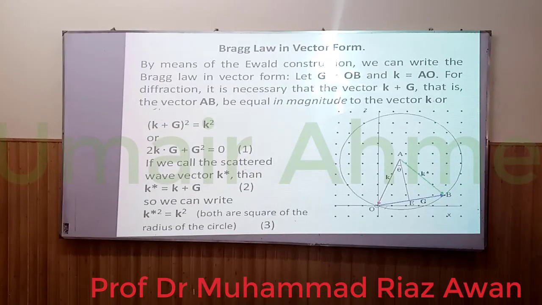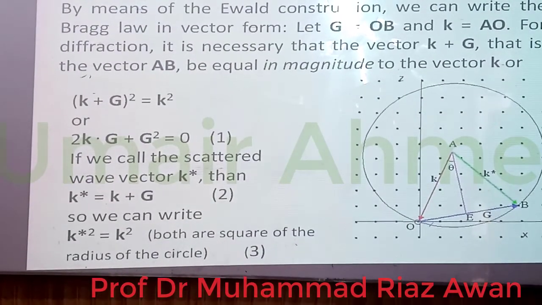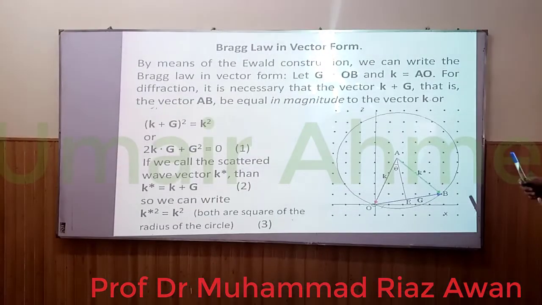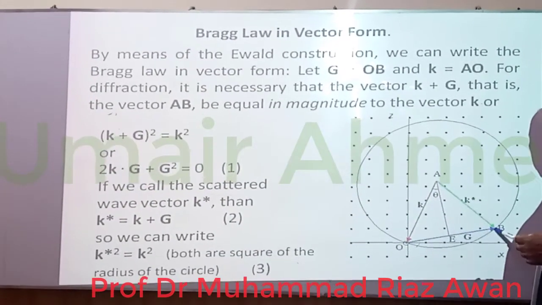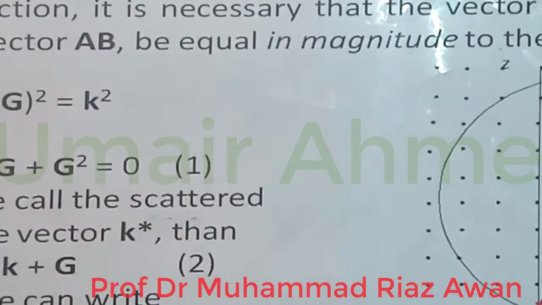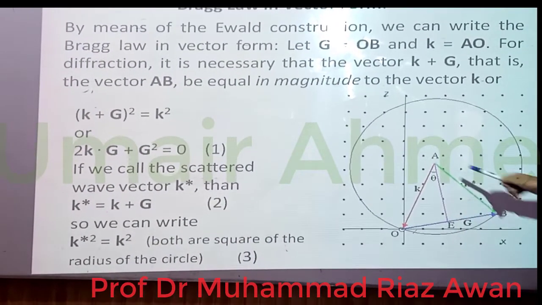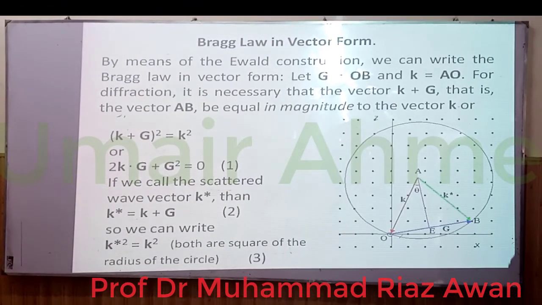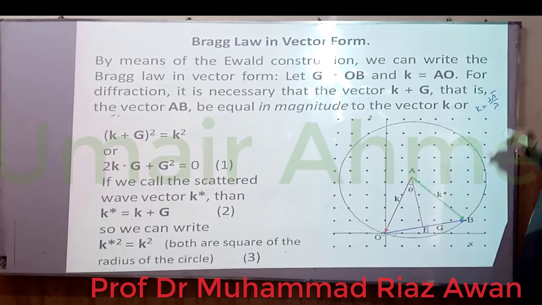Okay, we can write the Bragg's law in vector form. By means of the Ewald construction, we can write the Bragg's law in vector form. For example, let G be equal to OB. What is this OB? This OB is a reciprocal lattice vector. I represent it with G. And K is equal to AO. K is equal to 2 pi divided by lambda, the wave vector of the incident wave.